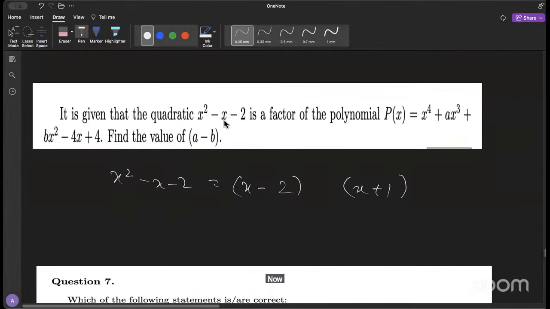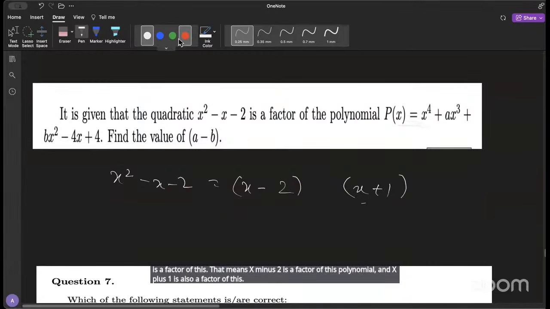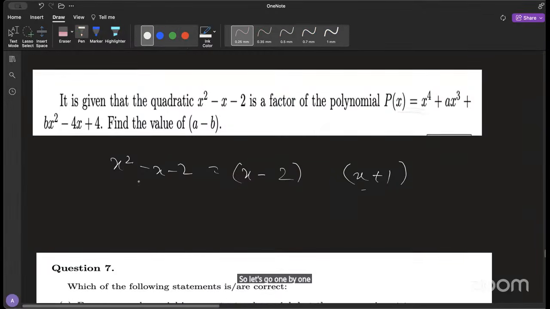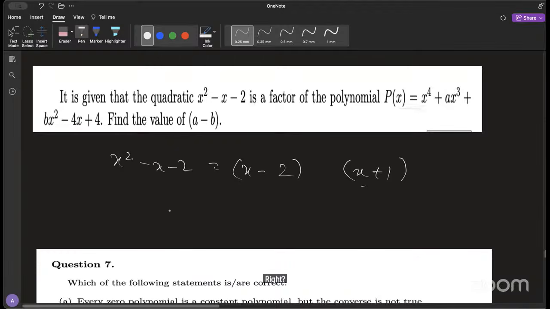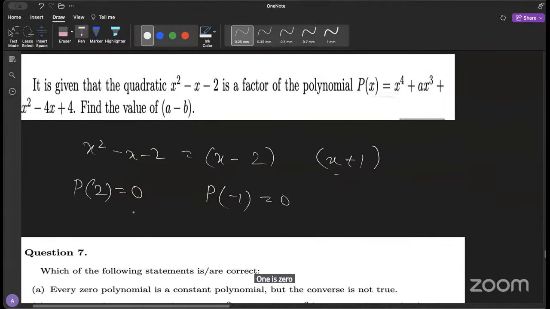it is given that this quadratic is a factor of this. That means (x - 2) is a factor of this polynomial, and (x + 1) is also a factor of this. So let's go one by one because that will be easier, right? If (x - 2) is a factor of this polynomial, then P(2) should be 0, right? And similarly, P(-1) should be 0. What's P(2)?